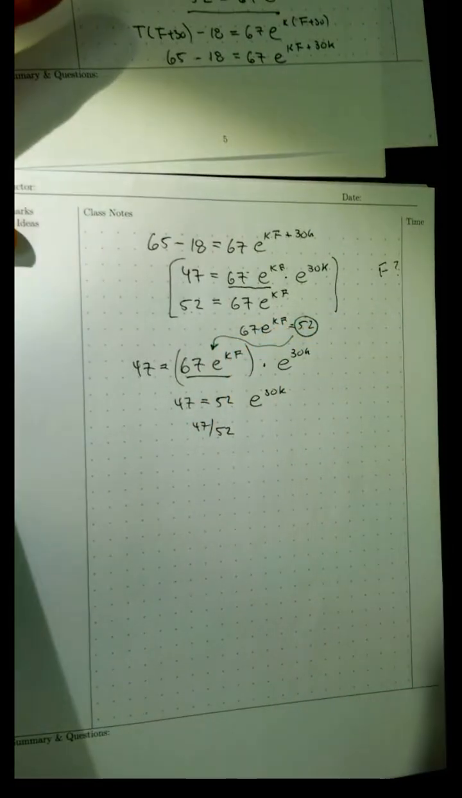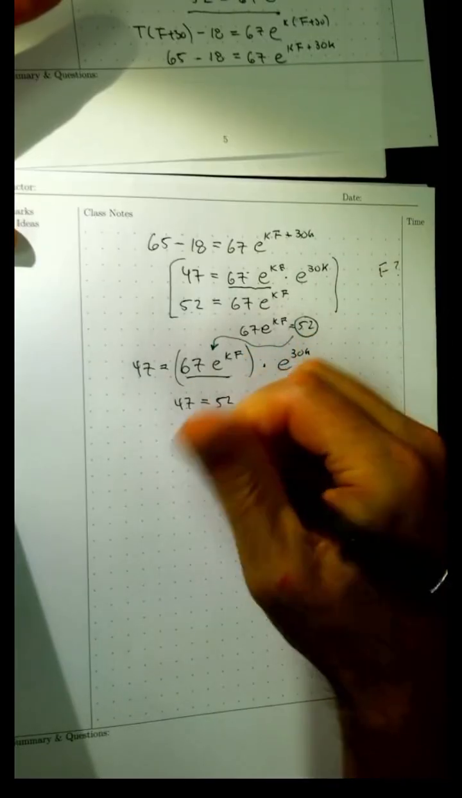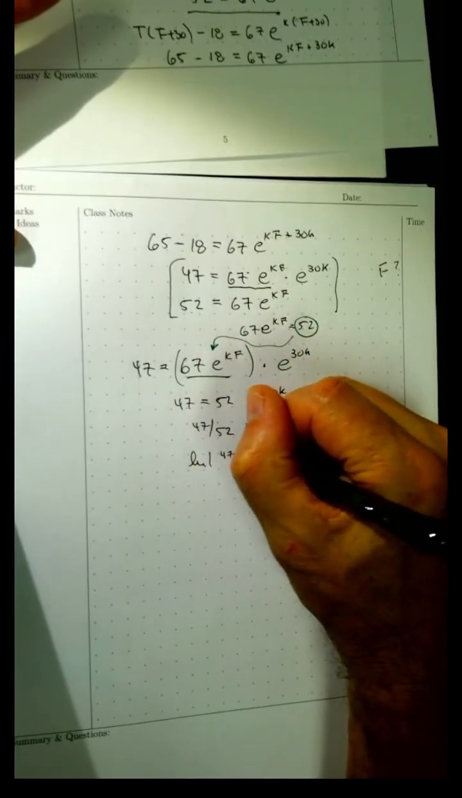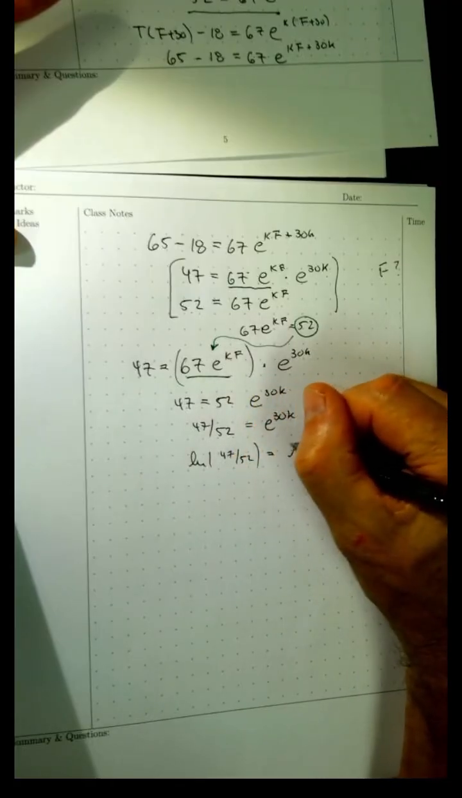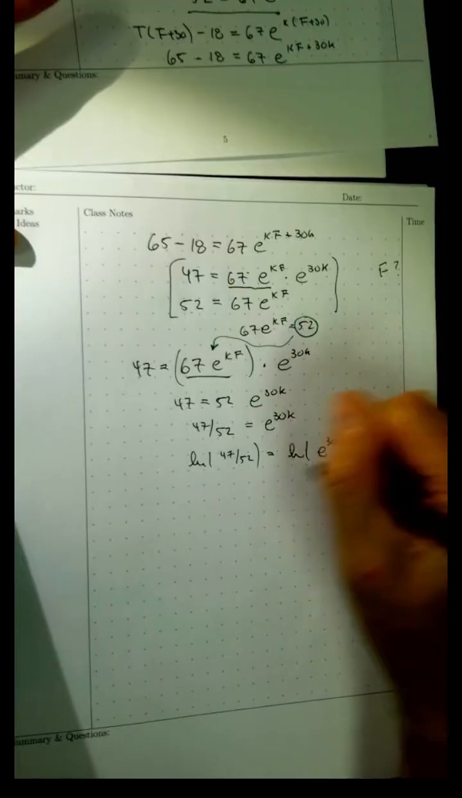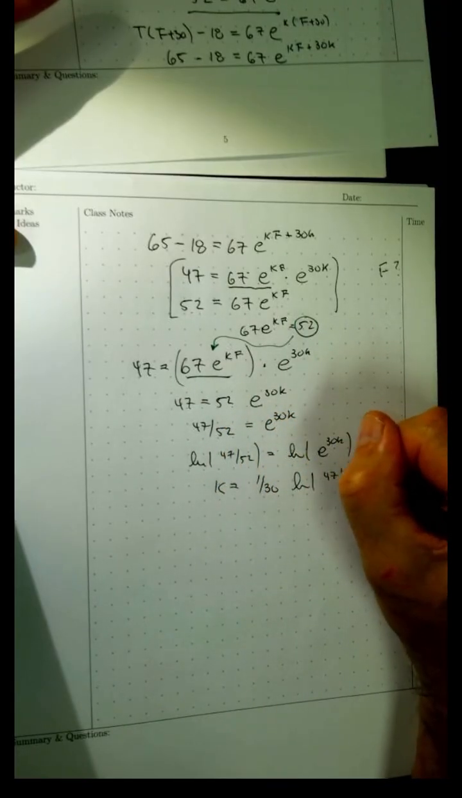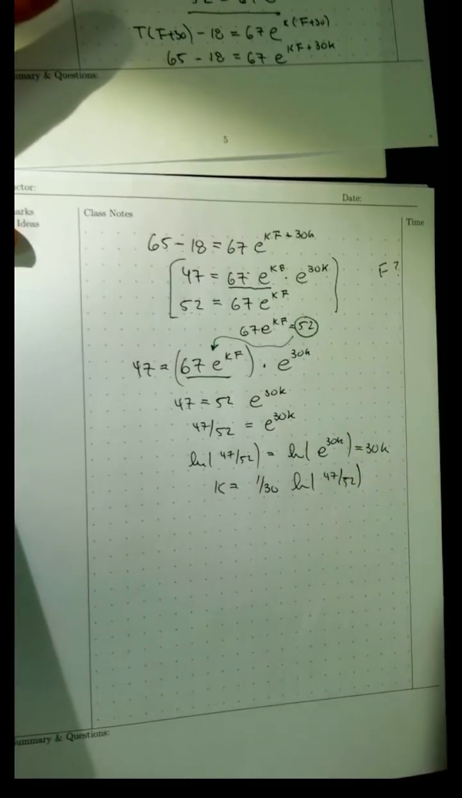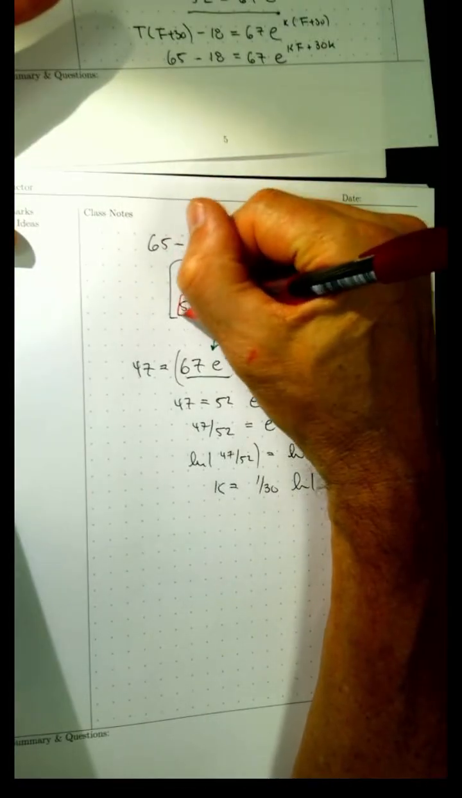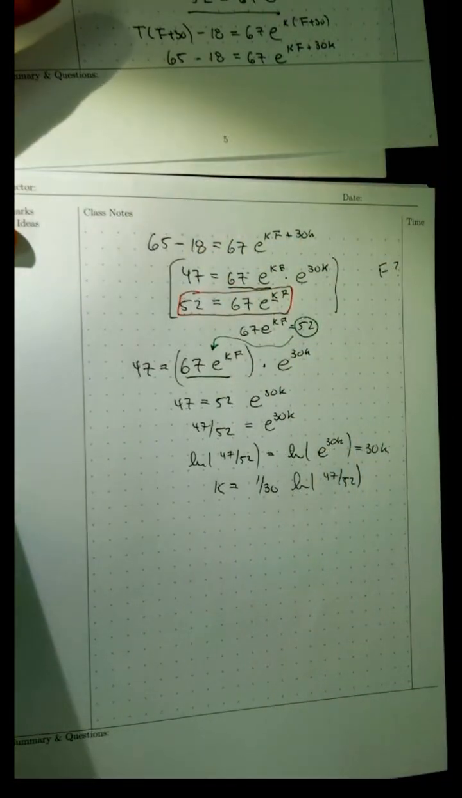Divide both sides by 52. Take the log of both sides. The log of e to the 30k is 30k. So k is 1/30 log 47 over 52. So now, coming back to this equation, I can plug that in for k, and then the only thing left will be f.